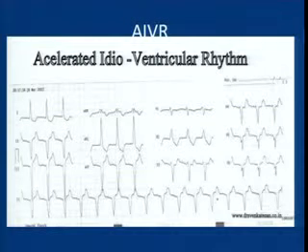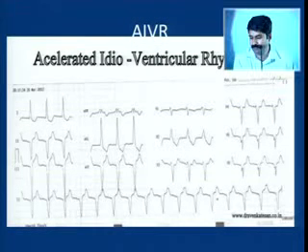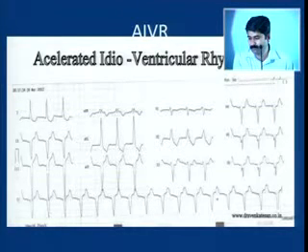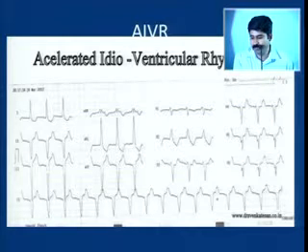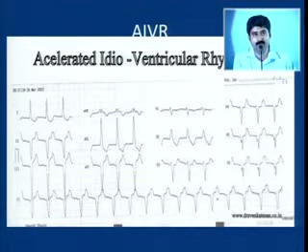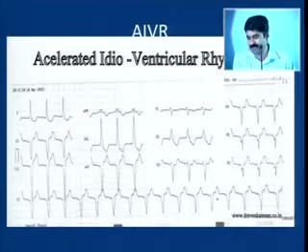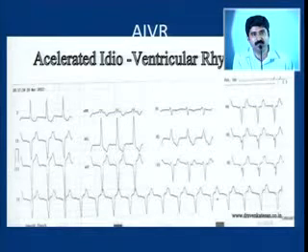QRS duration more than 120 milliseconds. Then northwest axis, AVR is positive. Then absent P waves. Okay, that can happen in AVF also. Anything else? Ventricular origin of the QRS.